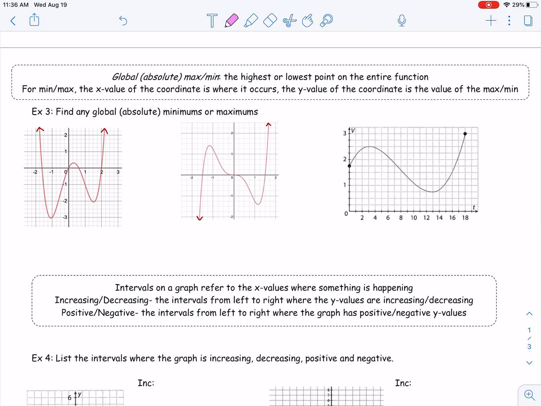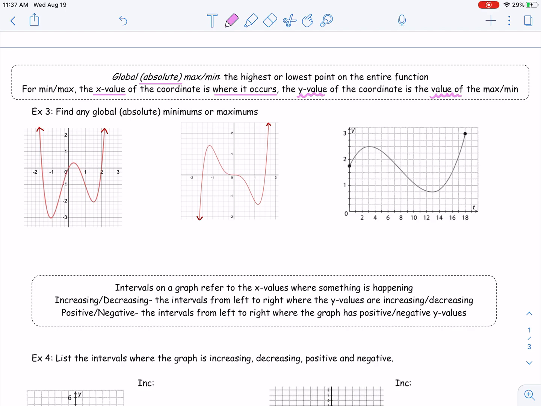Going to the second page of our notes, we're going to be talking about our global maximum and minimums. And another word for global that we use is absolute. And that maybe will help you remember what this word means a little bit better. It is the absolutely highest or lowest point on the entire function, on the entire graph. Okay, and so it says for that minimum or maximum value, the x value of the coordinate is where it occurs, and the y value is the value of that maximum or minimum.